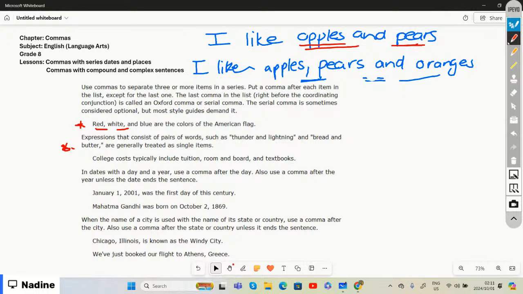If we make, for example, expressions like lightning and thunder, we don't add a comma. Or bread and butter, yin and yang, black and white. We don't add a comma to it, right? Because those are expressions that consist of pairs of words, and those pairs of words are generally considered single items. It is not a whole series of items, right?